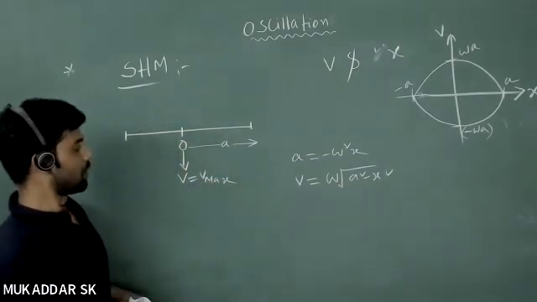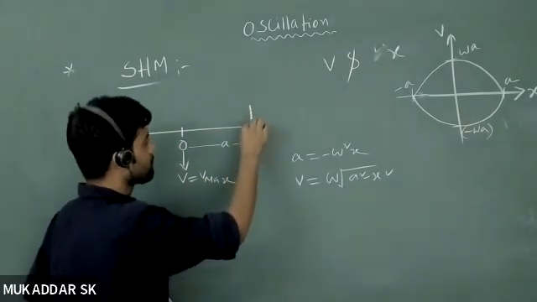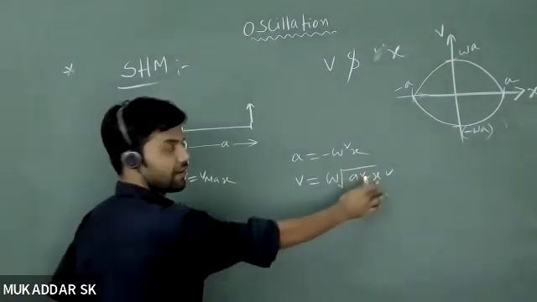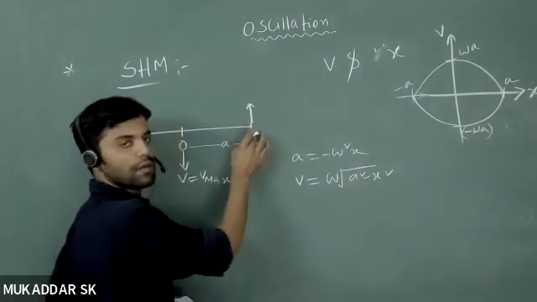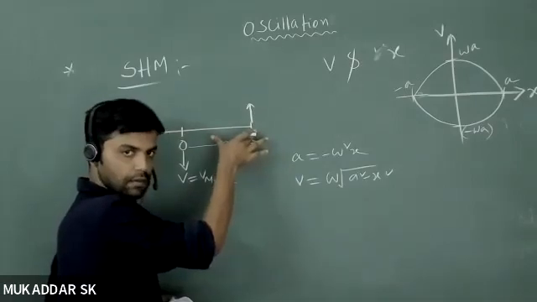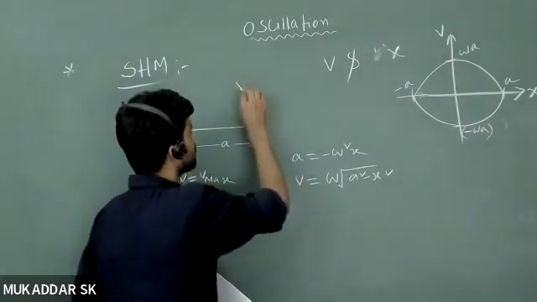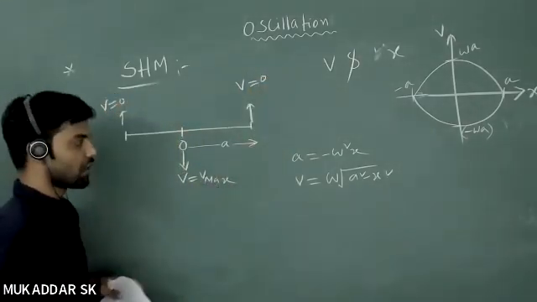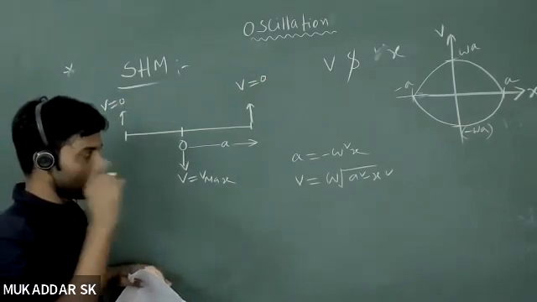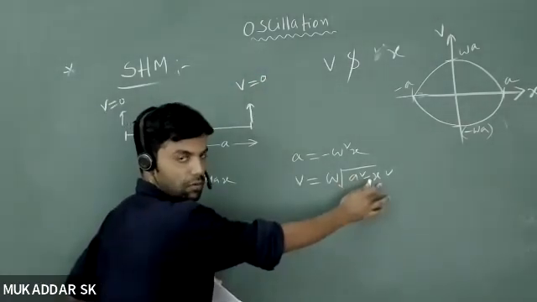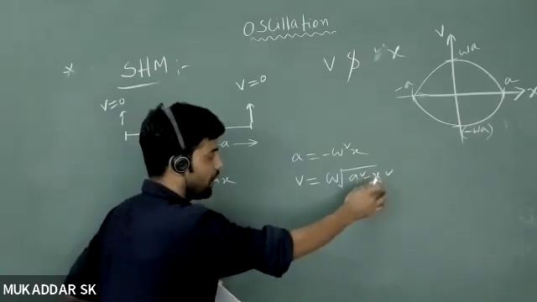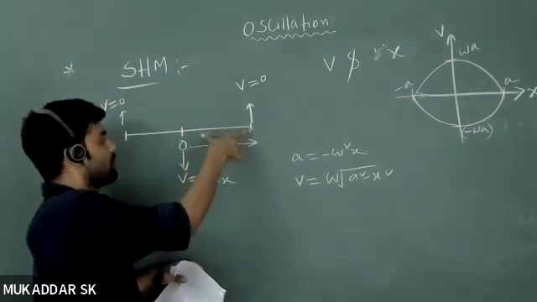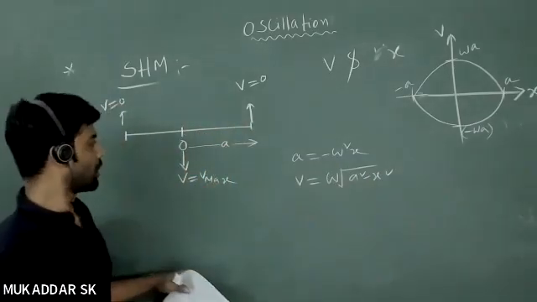And here, at this extreme position, how much will the velocity be? At the extreme position, x will be how much? A, right? Amplitude, exactly. So at this position, v will be 0, because you have to substitute x equals a here. At the extreme position, x is nothing but the amplitude, so this is the displacement at that time. So that means v is 0. Now what about acceleration?